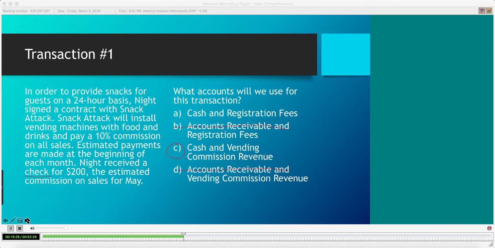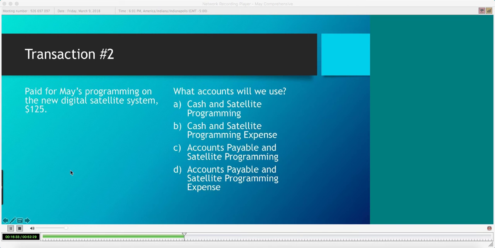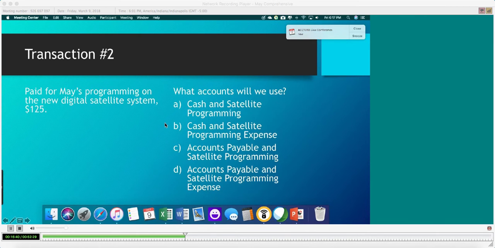Again, these transactions are the ones that are more commonly missed by students every quarter. So on this one, we paid for May's programming on the new digital satellite system. So if we're paying for a satellite system, what are we going to do? Use cash and satellite programming, cash and satellite programming expense, accounts payable and satellite programming, or accounts payable and satellite programming expense.